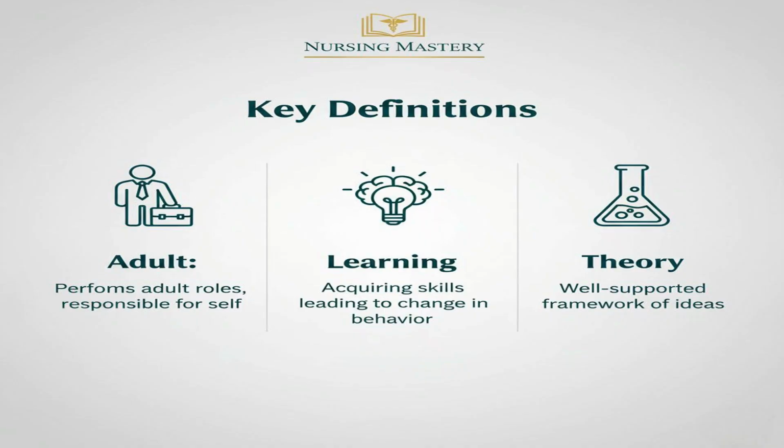Now let's get our definitions straight, because words matter. An adult. This isn't just about age. It's about someone who performs adult roles. A nurse, a spouse, a parent, and critically someone who sees themselves as responsible for their own life and learning. Learning, it's not just memorization. It's an active process of acquiring new knowledge and skills that leads to a change in your behavior or understanding. Theory. This isn't a guess. It's a well-supported framework of ideas that explains how something works.